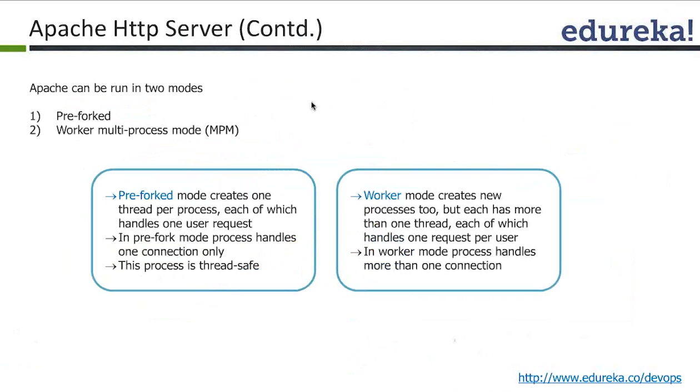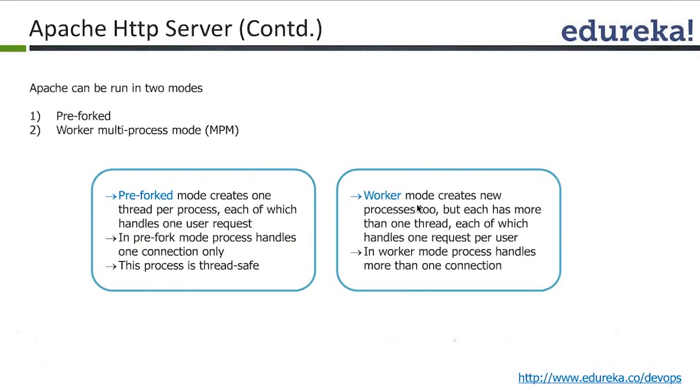Apache can run in two modes: pre-forked and worker multiprocessor mode. Pre-fork mode creates one thread per process, each of which handles one user request. In pre-fork mode, a process handles one connection only. This process is thread safe.